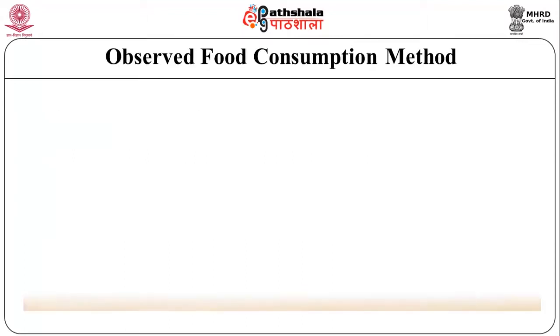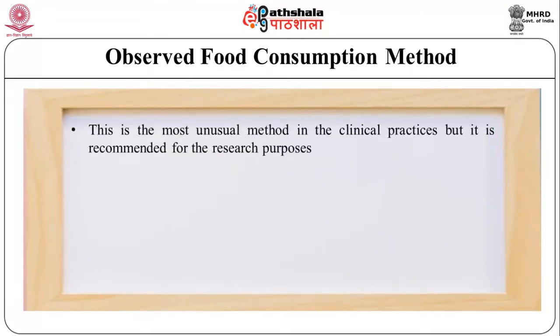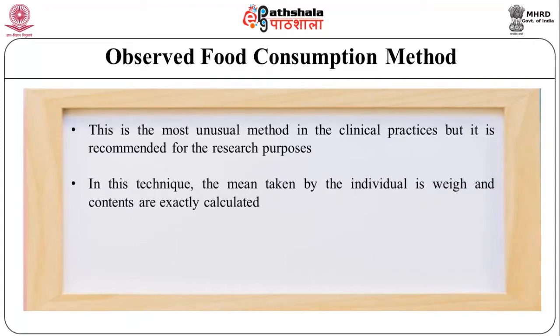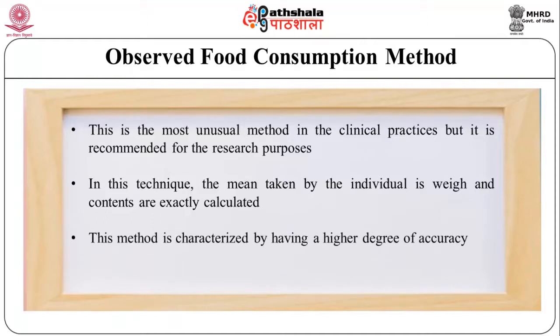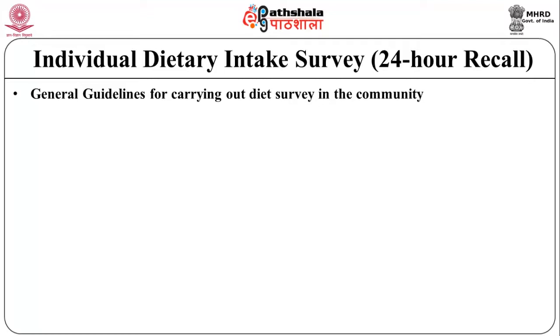Now let's see what the observed food consumption method is. This is the most unusual method in clinical practice, but it is recommended for research purposes. In this technique, the meal taken by the individual is weighed and the contents are exactly calculated. This method has a high degree of accuracy, but it is an expensive, time and effort taking process. Now let's see the general guidelines for carrying out the diet survey in the community.